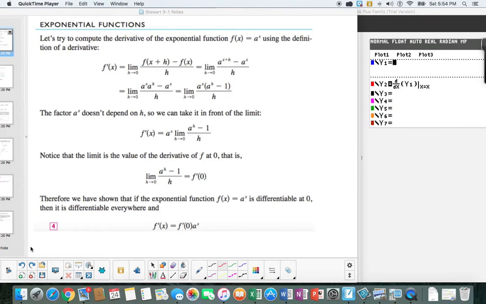Lesson 3.1, Derivatives of Polynomials and Exponential Functions, Part 2. This is where we look at the exponential function. An exponential function is a constant raised to a variable power.